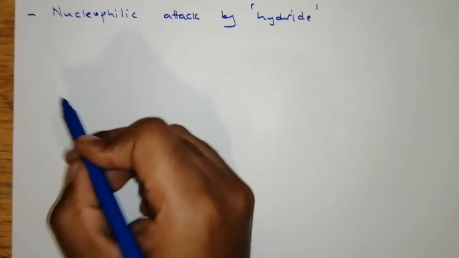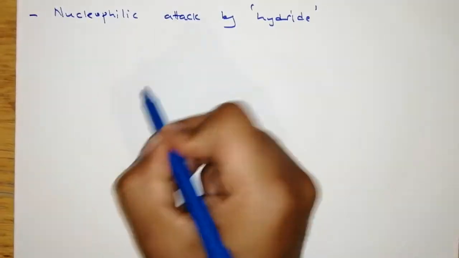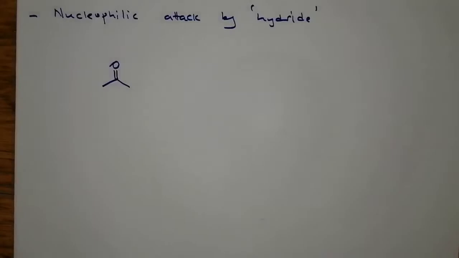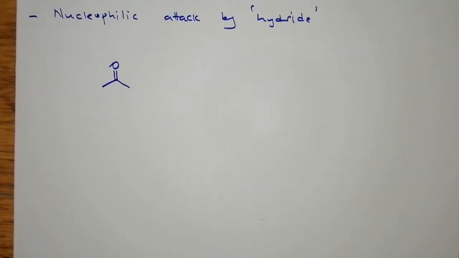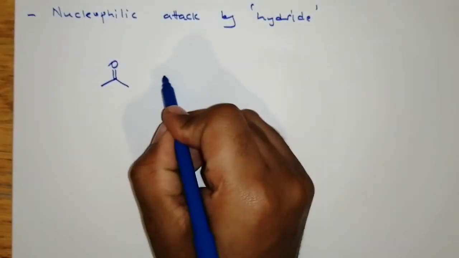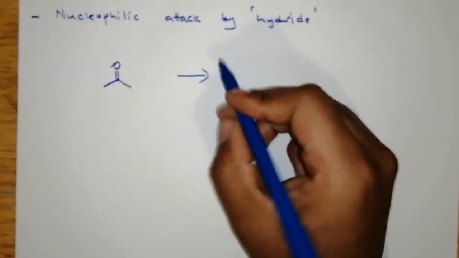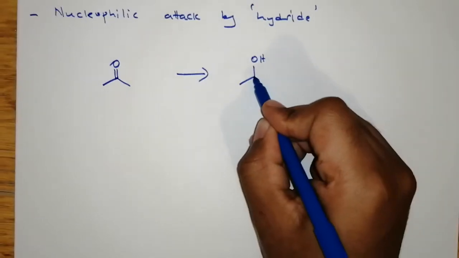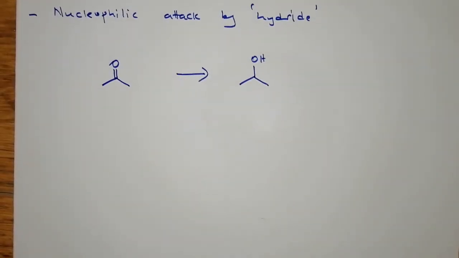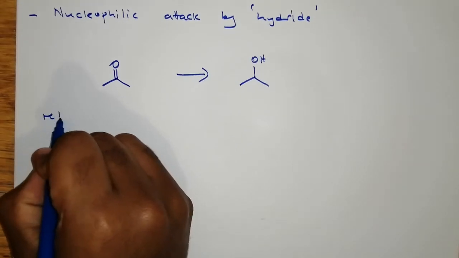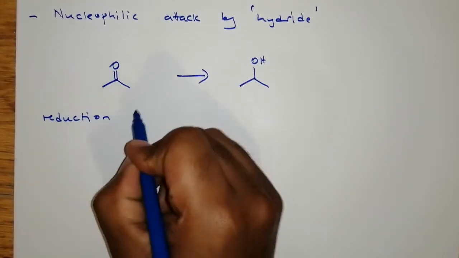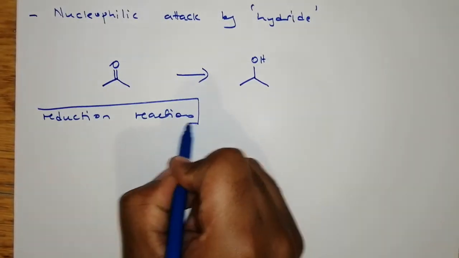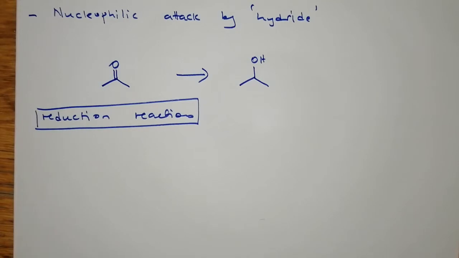Okay, so basically, let's say we have something like this. Let's say you've got a ketone like this, and then a hydride attacks eventually, and after the workup we're going to get a product of this nature, right? And this is called a reduction reaction. These are called reduction reactions, you know.